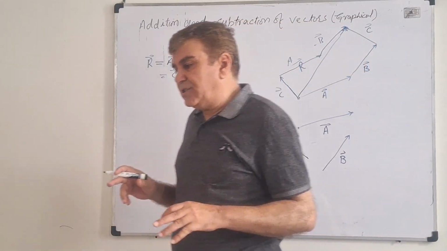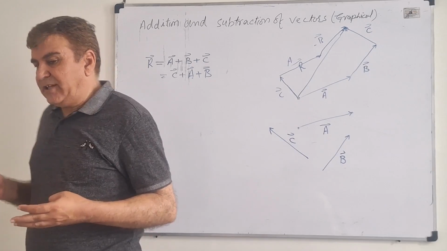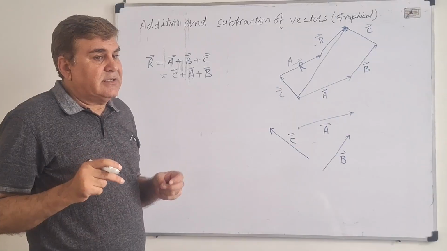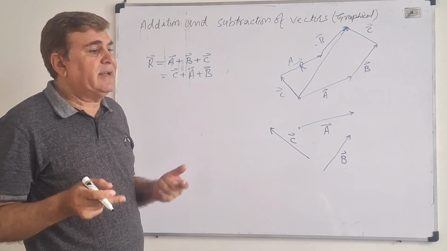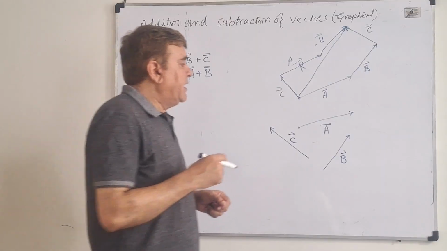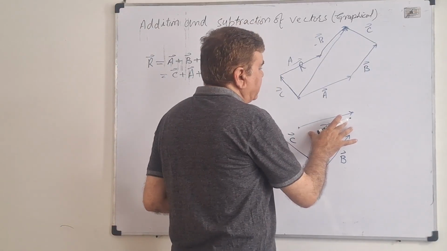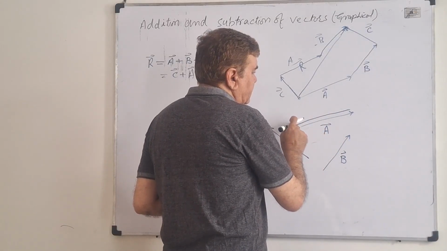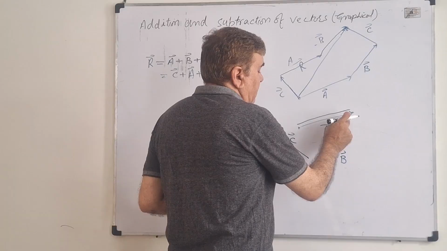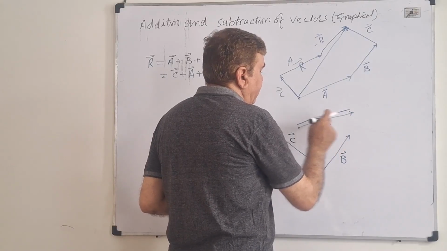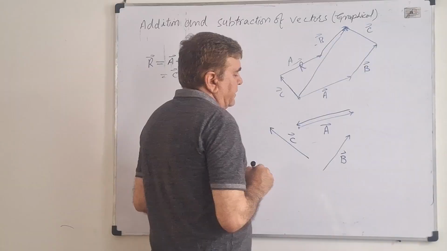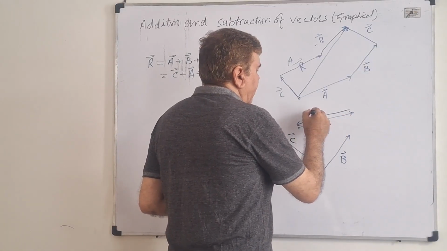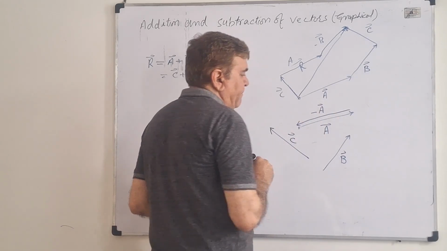So every vector may have a negative vector. We write the negative of a vector is a vector that has the same magnitude but opposite in direction. For example, if I want to write the negative vector of A, I'll draw a line parallel to A. So these two lines are of the same length, and I put the arrowhead on the opposite side to the arrowhead of A. And then I call this the negative vector of A.